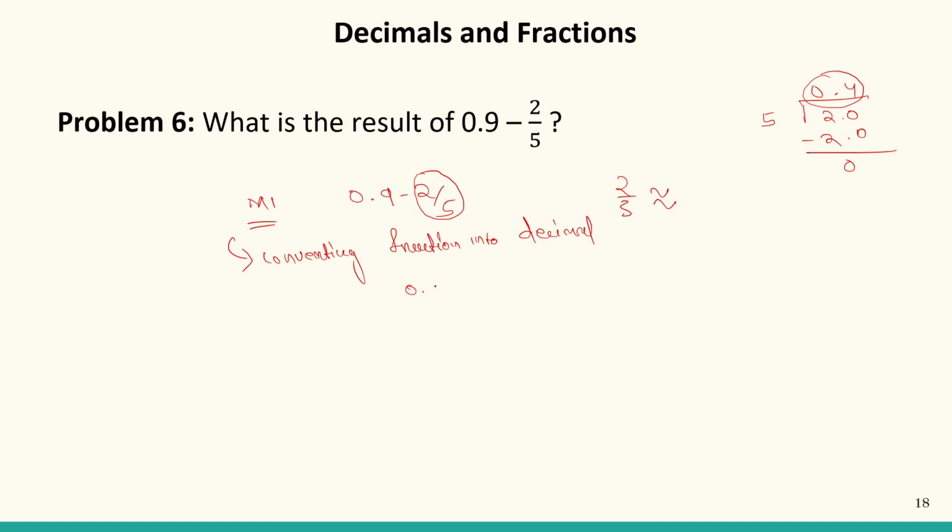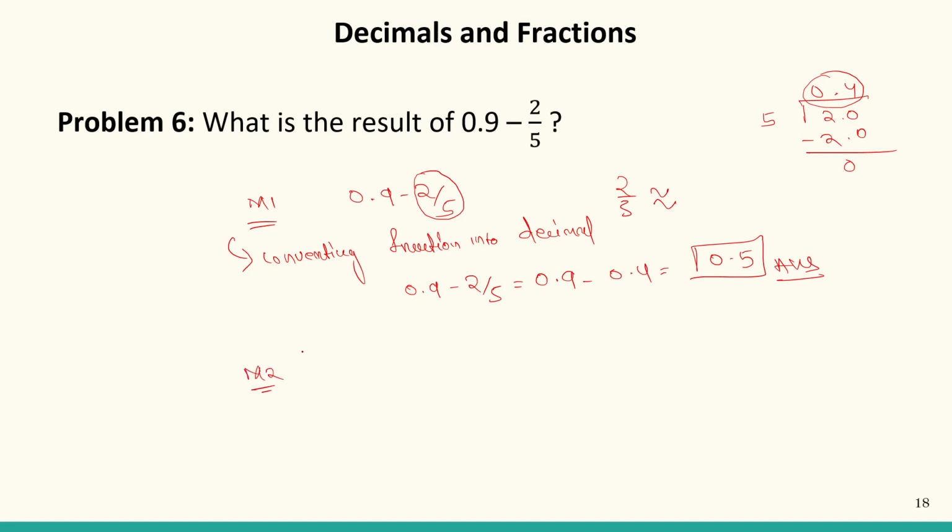So 0.9 minus 2 by 5 is actually equal to 0.9 minus 0.4, that is 0.5. That is the answer.